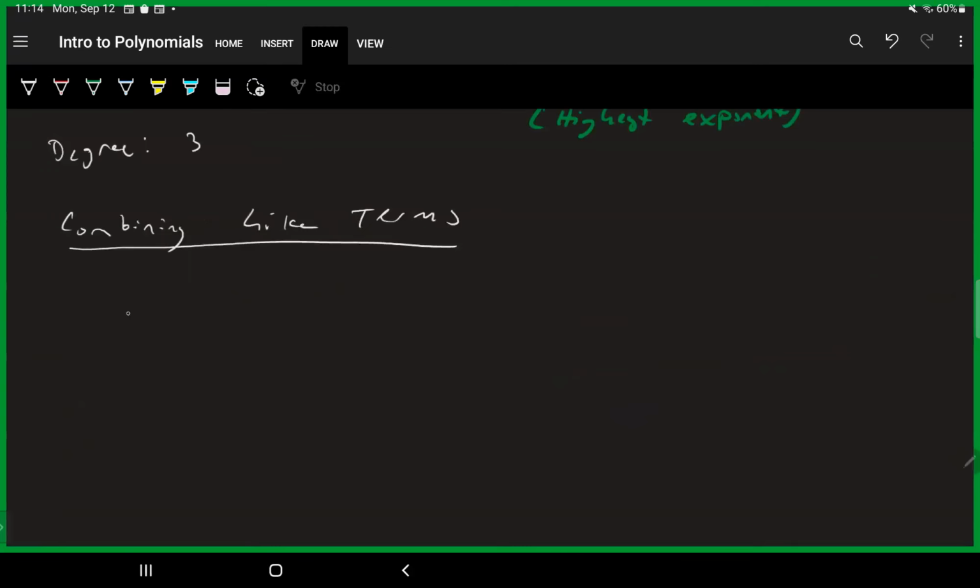So if I have, for example, 5x squared minus 2x plus 3x squared plus 7x minus 8. This is a polynomial that has 1, 2, 3, 4, 5 terms, but it can be simplified, and I can simplify it by combining like terms. What I'm going to want to do is rewrite it, and I'm running out of room, so I took a lot of space to write this.